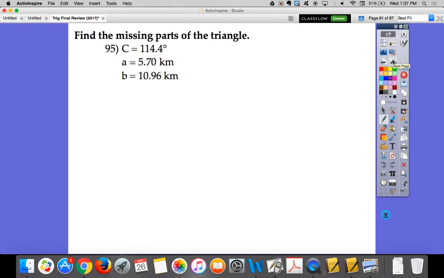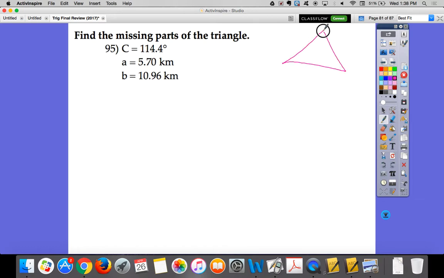Okay, next one, find the missing parts of the triangle. Well, we're right back to where we were before because this is the same thing as saying solve the triangle. You need all of the angles and all of the sides. Now, they did give us one angle. It is obtuse, but it doesn't meet the rules for law of sines anyway. You have the condition of side angle side.